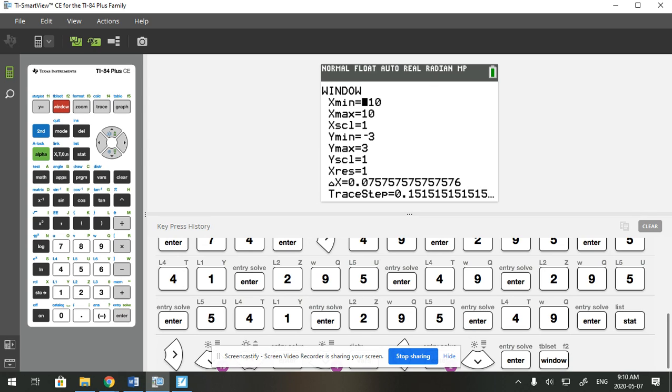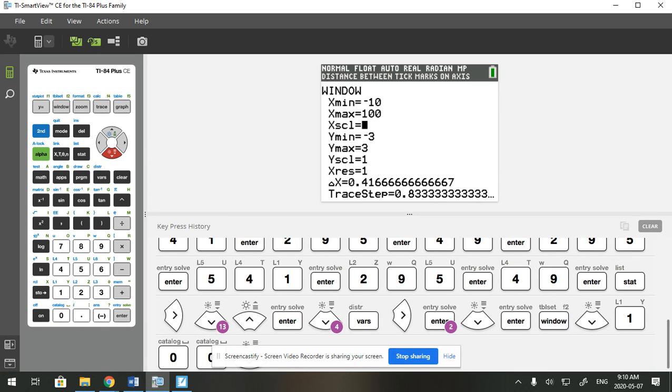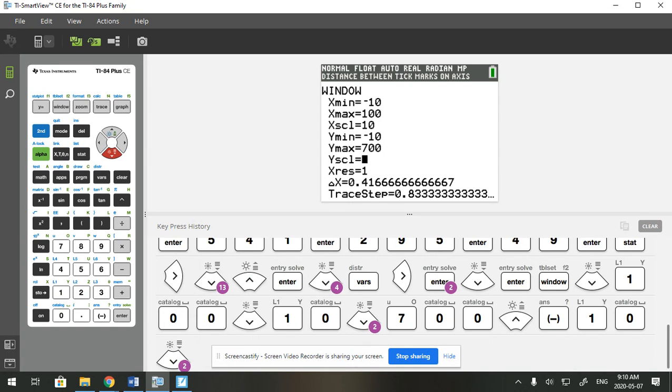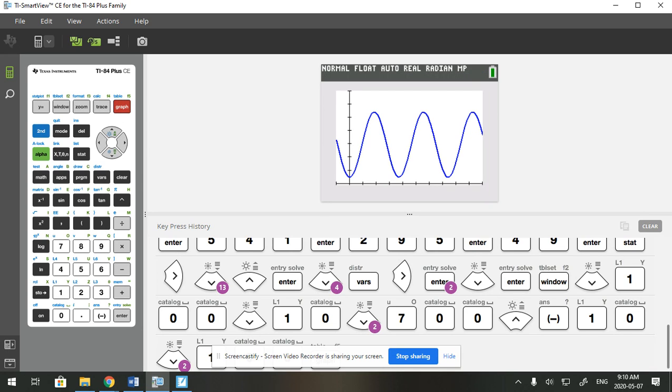So my x, my time, goes all the way up to 74. I want to make sure my max, I'm going to say 100, just so I have enough there. Then my y values go all the way up to 541. So let's do a y max of 700. I'll make this -10 just for fun, and I'll make a scale of 100. That should give me the proper graph. There we go. So that's the height.